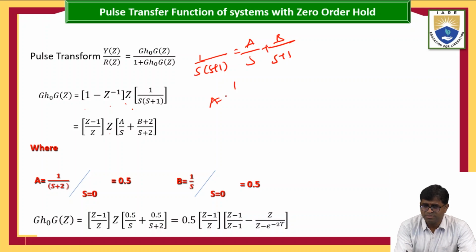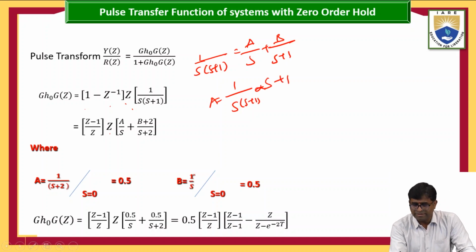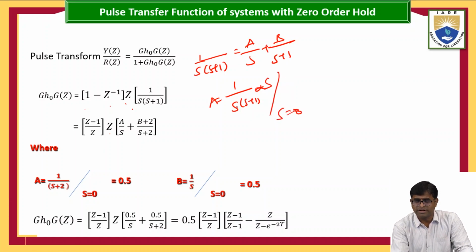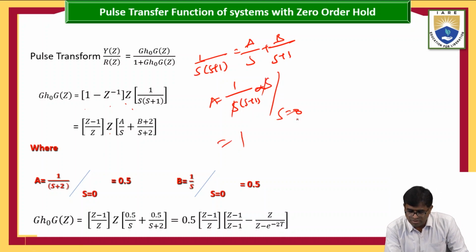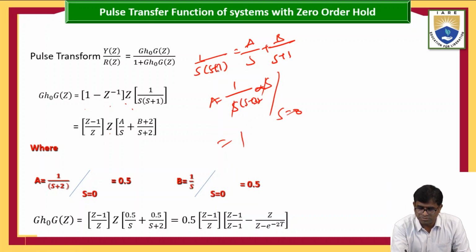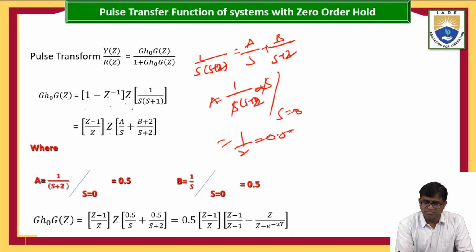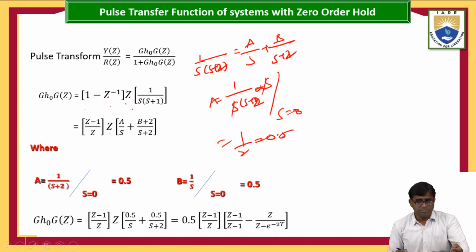If you want the A value, it is coming with s equal to 0. This one is cancelled, equal to 1. Sorry, it is s plus 2 now. So with s equal to 0, it is 1 by 2, that equals 0.5.